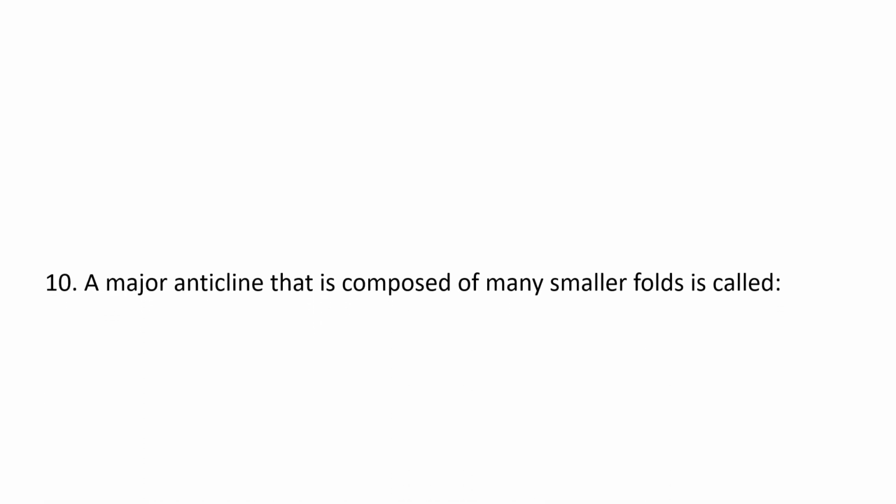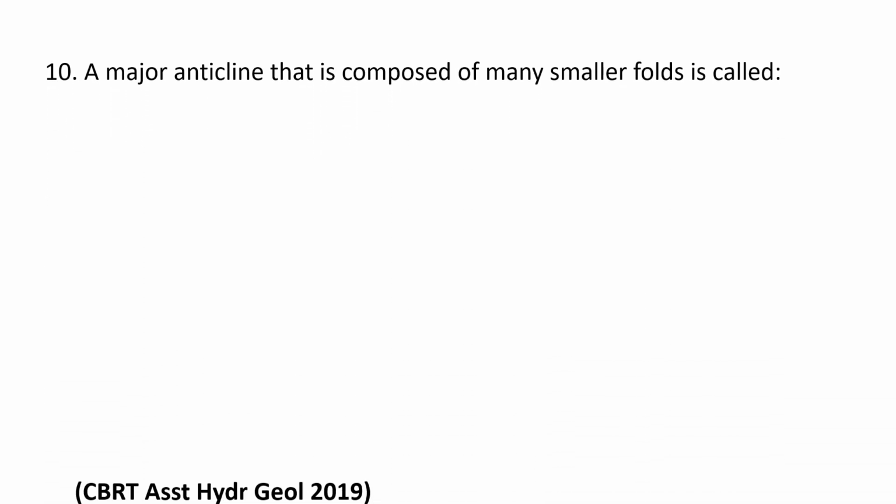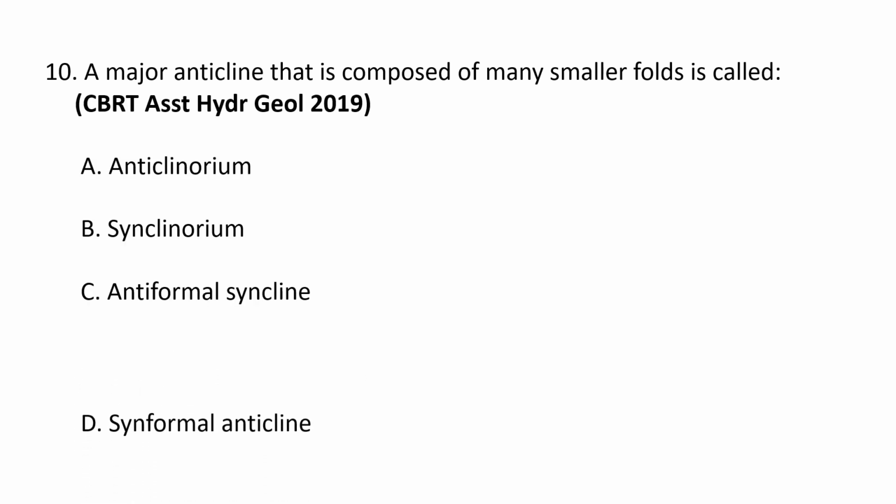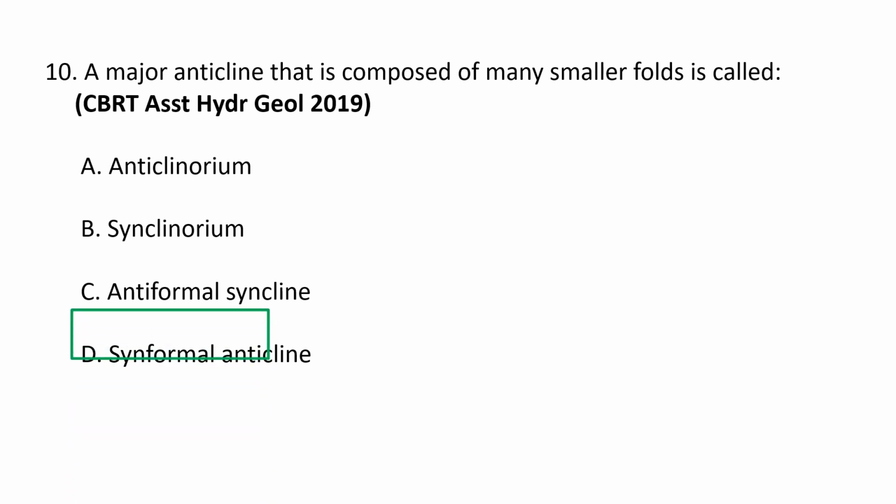Next question. A major anticline that is composed of many smaller folds is called A. Anticlinorium, B. Synclinorium, C. Antiformal syncline, D. Synformal syncline. So the correct option is A, anticlinorium. An anticline that is composed of many smaller folds is known as an anticlinorium.